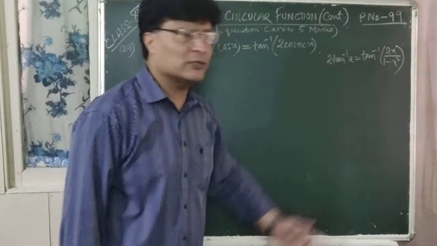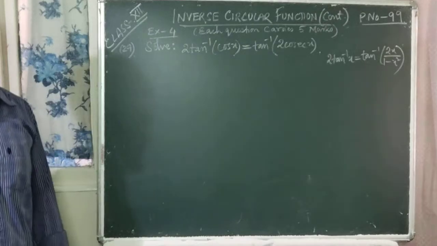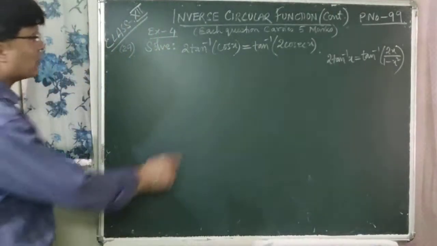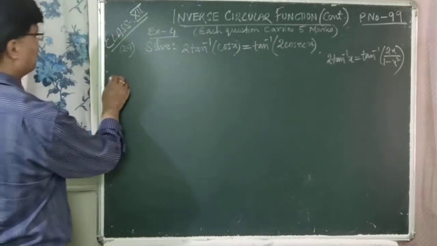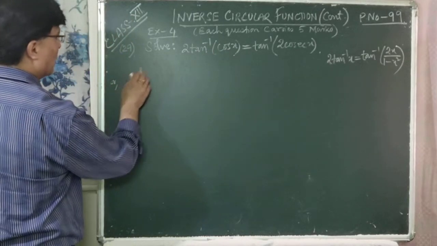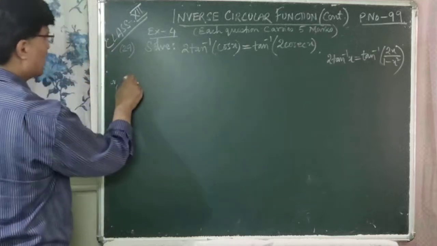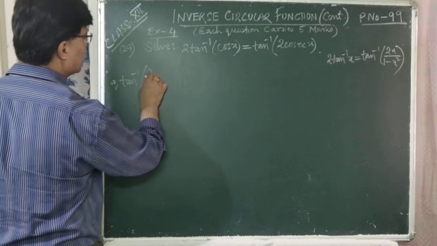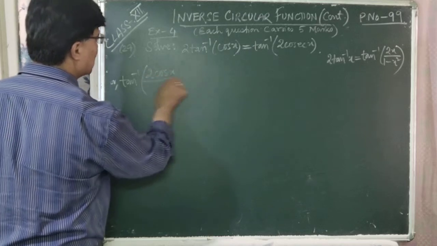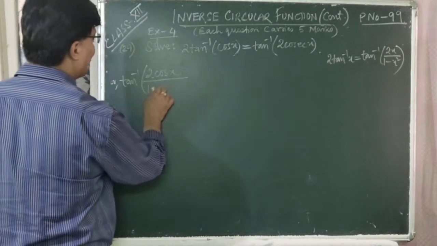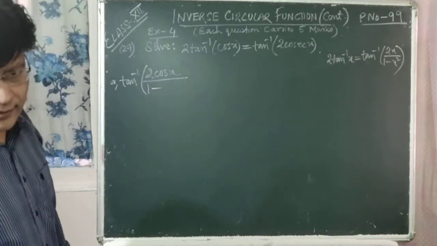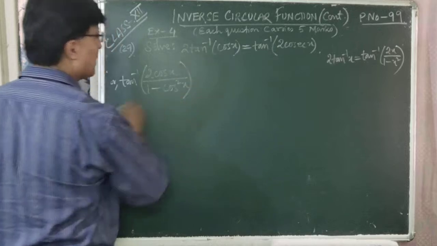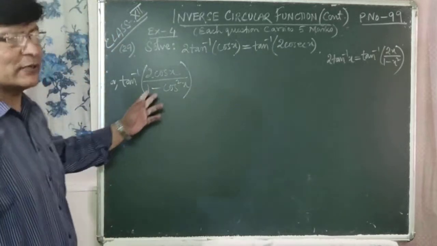2 tan inverse x is equal to tan inverse within bracket 2x upon 1 minus x square. Now I think you know this formula, isn't it? So instead of x there is cos x. Or let us use the formula on the left hand side. What is the formula? Tan inverse within bracket 2x. What is 2x here? 2x is cos x here divided by 1 minus, what is x square here? It is cos square x, right? So it is 2x divided by 1 minus x square.